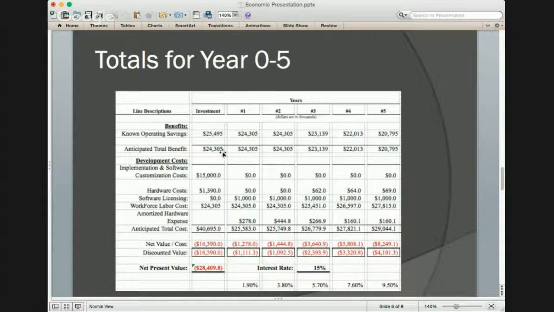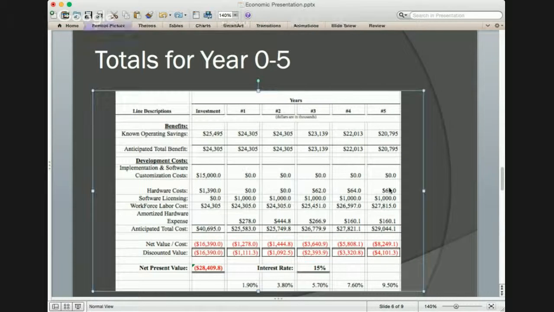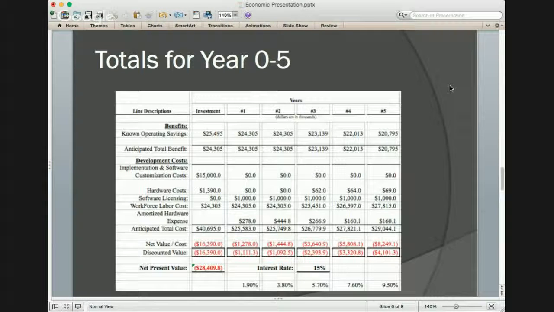The hardware costs, however, we've got $1,390,000 for all of the computers for all the employees, all the hardware. As you see, it's zeroed out, and then we have these costs, and these costs reflect the amount of computers. So $62,000 is required to buy the new computers for those new employees that we're adding in years 3, 4, and 5.